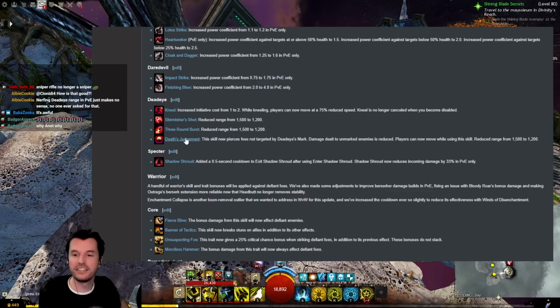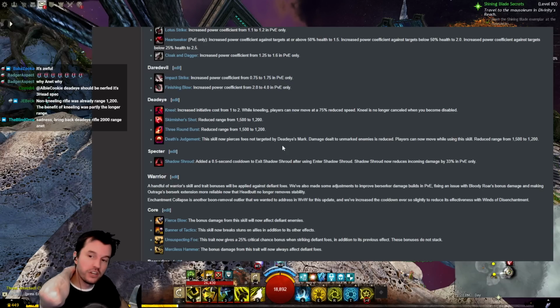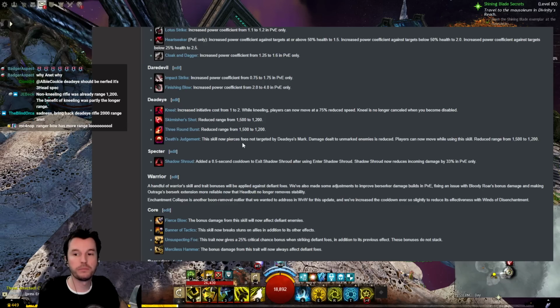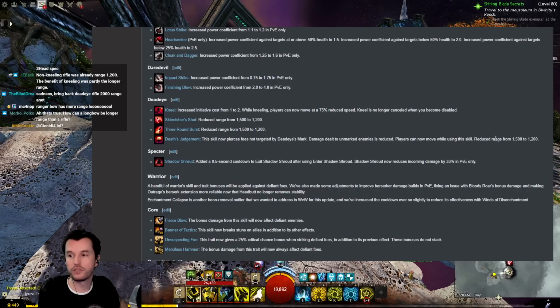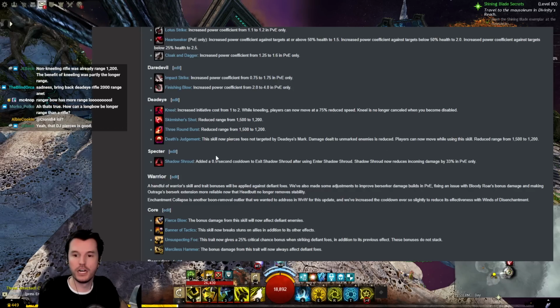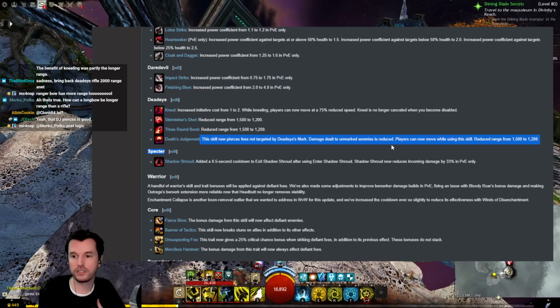Don't mind that. Death's Judgment: the skill now pierces foes not targeted by Deadeye's mark. So it will be easier. Now, this is actually kind of cool. It will be easier to hit the guy you're aiming at, even if someone else is in the way, because it will pierce through things that are in the way. Damage dealt to unmarked enemies is reduced. Players can now move while using this skill. Reduced range from 1500 to 1200 again. So I think this is good for Deadeyes, bad for me, because they will kill me with this. I don't like the range reduction, but this part is pretty sweet.